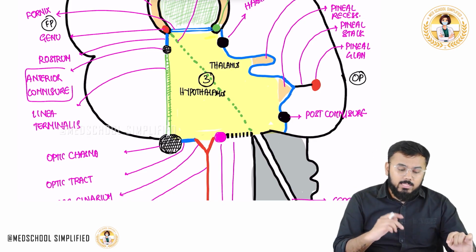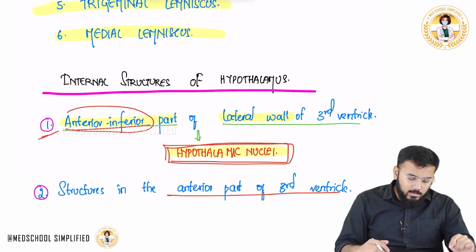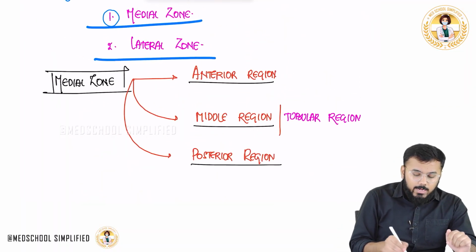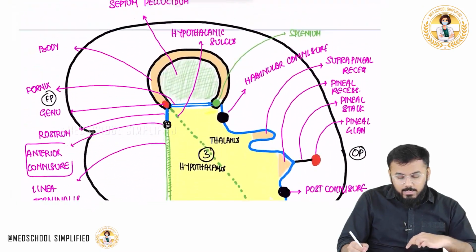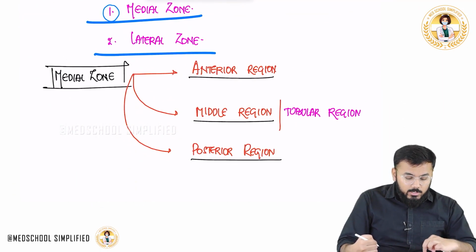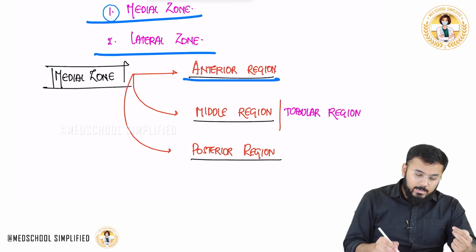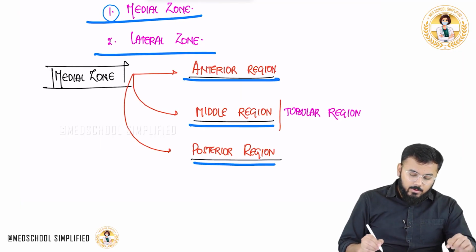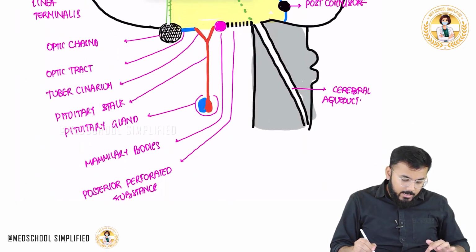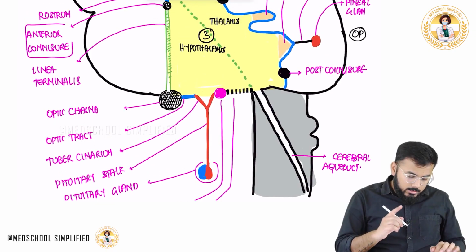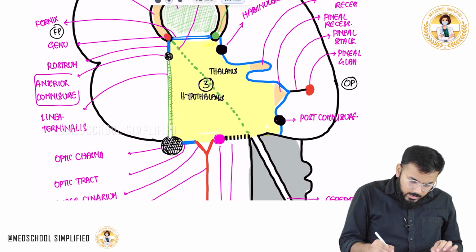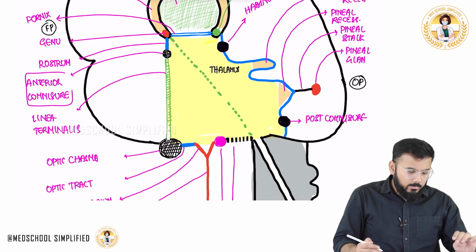Okay. Now within this antero-inferior part of the third ventricle, we divided the hypothalamic nuclei into two zones, medial zone and lateral zone. Obviously this is the medial surface I told you. So this will be called the medial zone. Medial zone is having how many regions? Anterior region, we have got middle region, we have got the posterior region. Okay. Now where are this anterior, middle as well as the posterior region? Just look here. I am rubbing this part, right? I am rubbing it as hypothalamus over here, right?